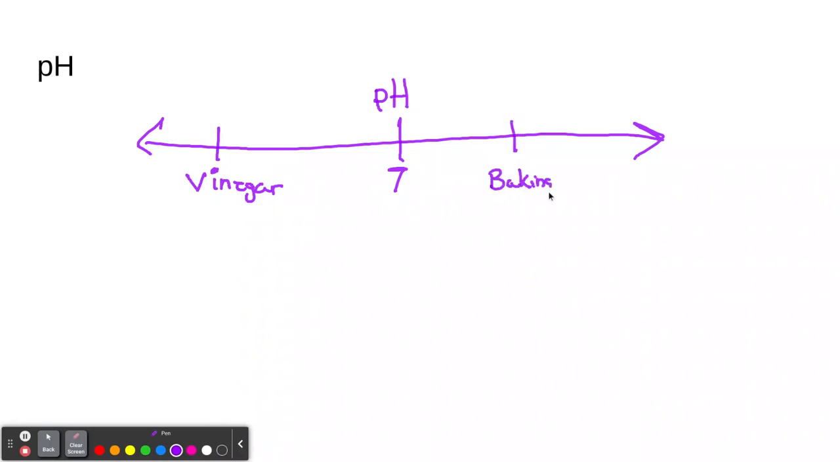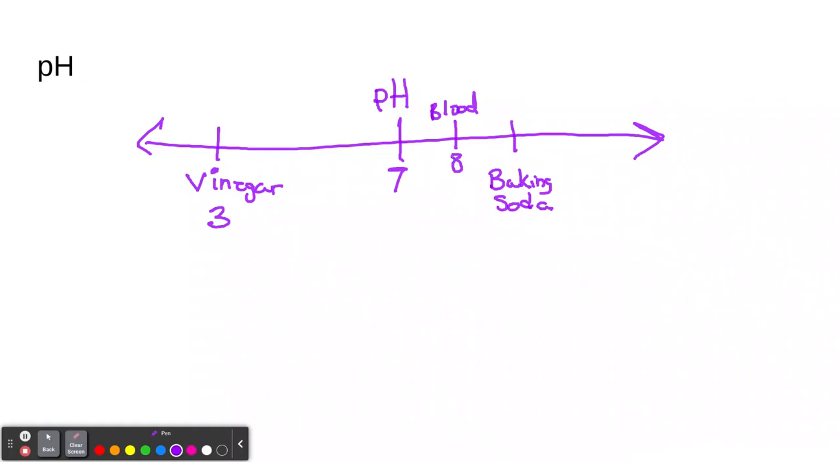And again, when we talk about acids and bases, we're going to talk more about this. But if you mix baking soda and vinegar, they'll react and they'll neutralize each other. All right, so vinegar could have a pH of 3. And over here, well, blood, for example, blood has a pH of 8. But again, we're going to talk more about this.